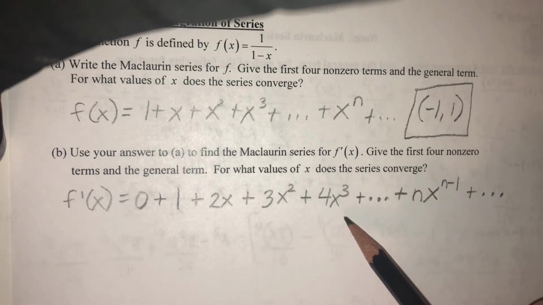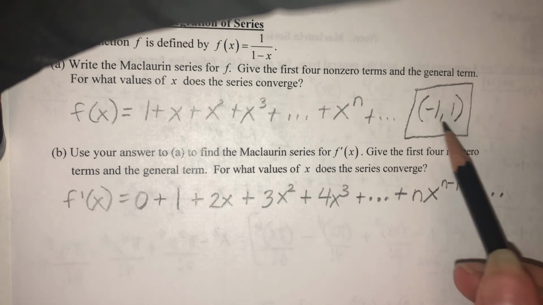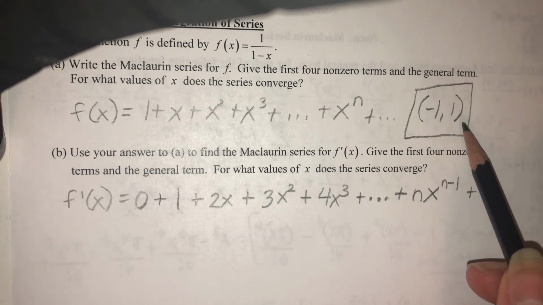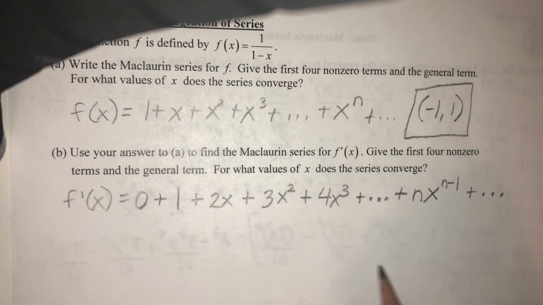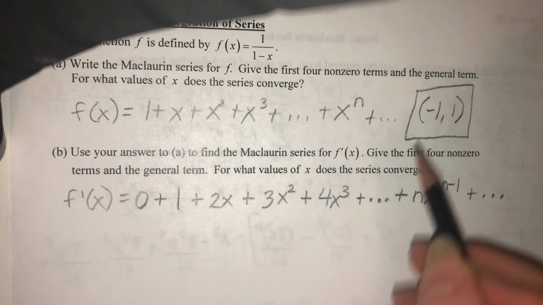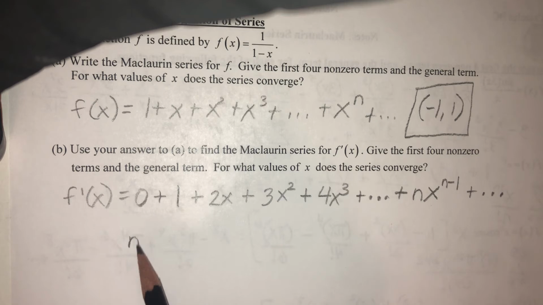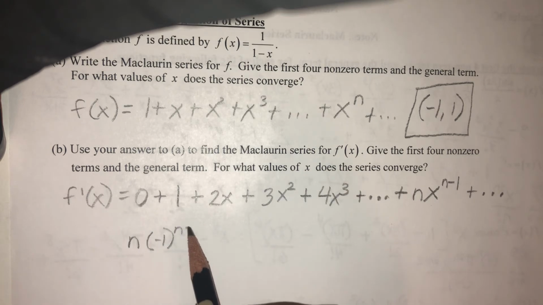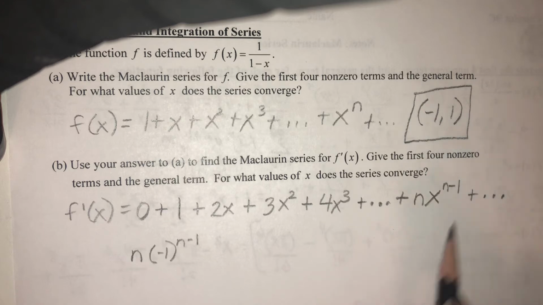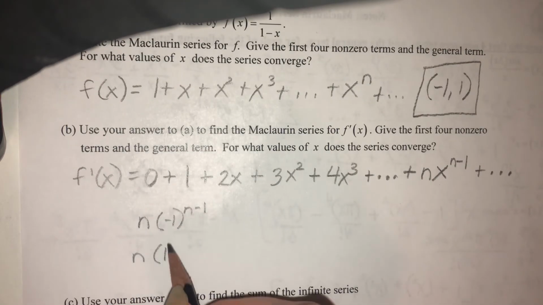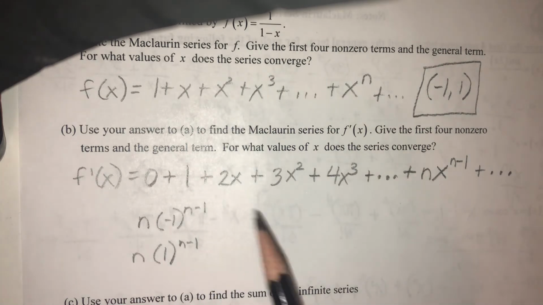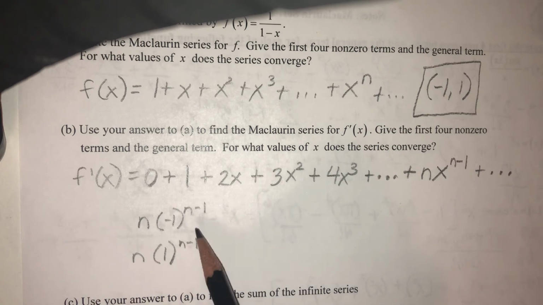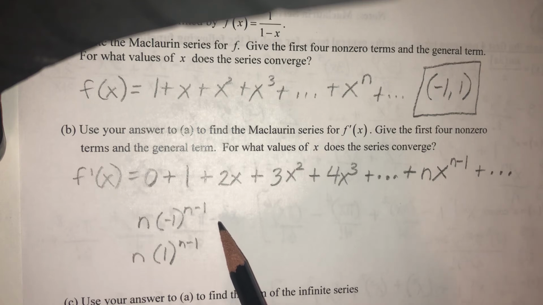Now, when you take the derivative of a series, the interval of convergence will have the same a and b value as the original. It's just that the endpoints may or may not be included. You have to check the endpoints. So let's look at the endpoints. If I substitute a negative 1 in place of the x, n times negative 1 to the n minus 1. And if I substitute a 1 in place of the x, n times 1 to the n minus 1. We have to consider, would these series converge or diverge? So if you need to generate out a few terms in order to do so, you're welcome to.